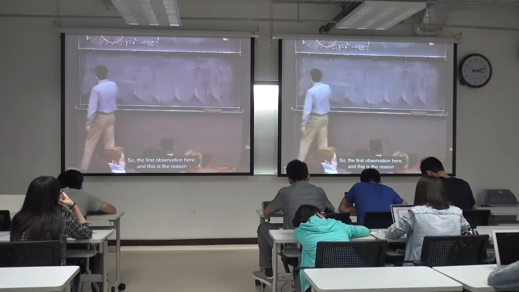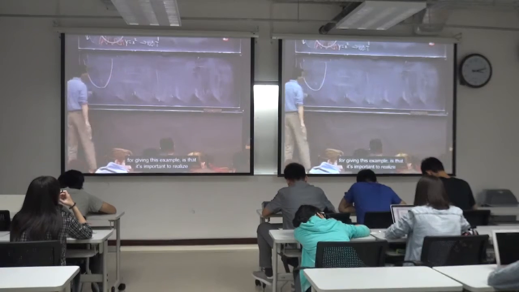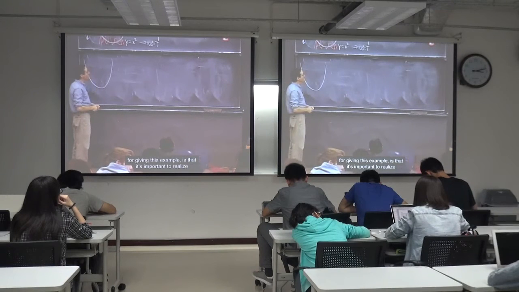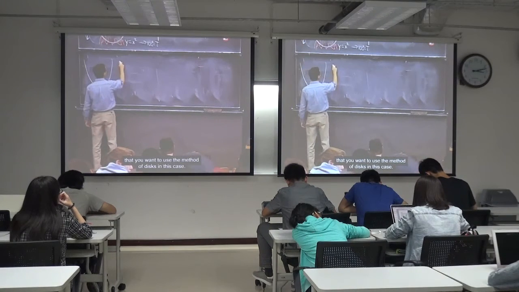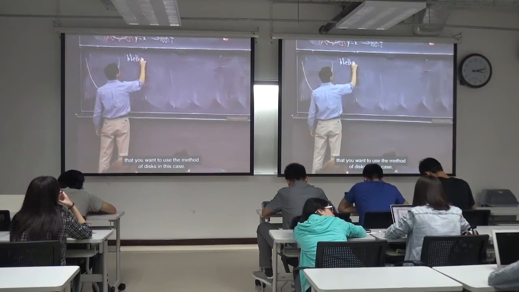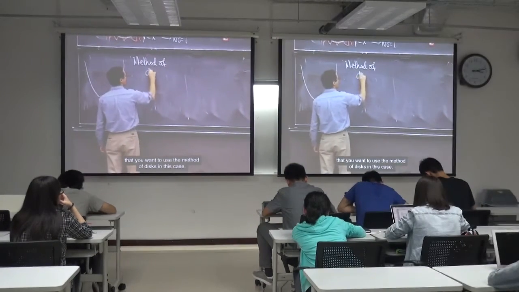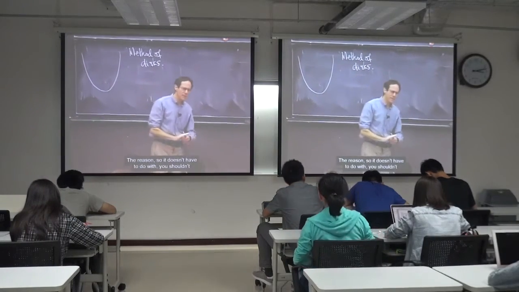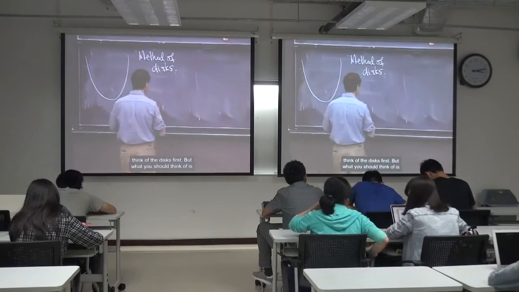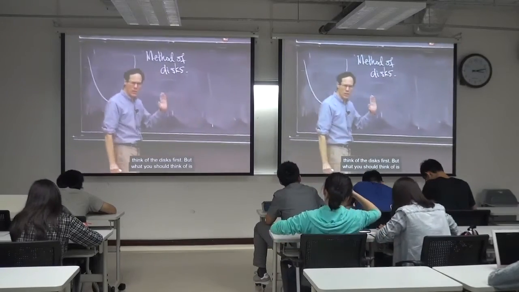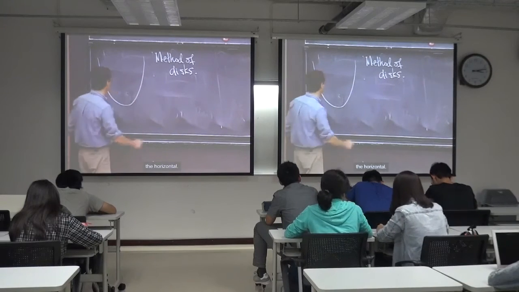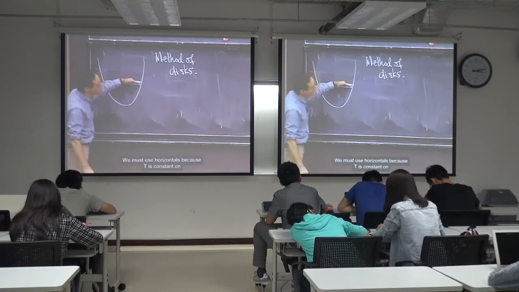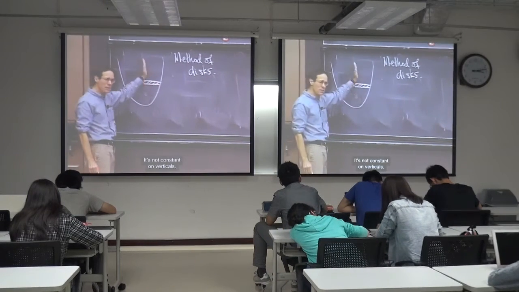So the first observation here, and this is the reason for giving this example, is that it's important to realize that you want to use the method of disks in this case. You shouldn't think of the disks first, but what you should think of is the horizontal. We must use horizontals because T is constant on horizontals. It's not constant on verticals.